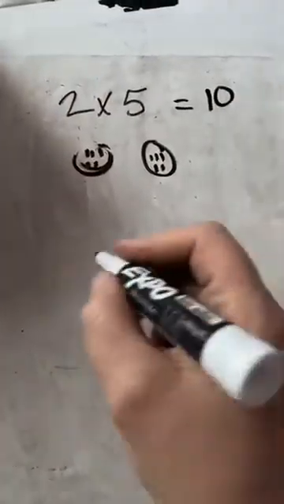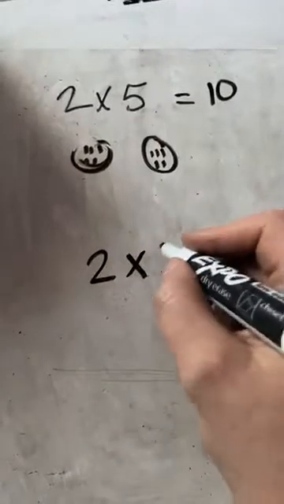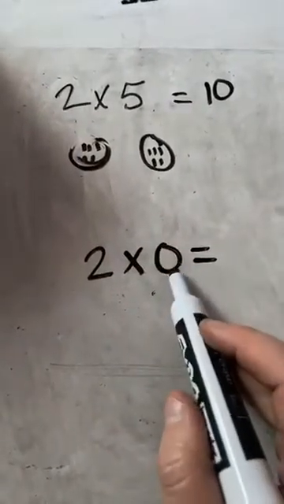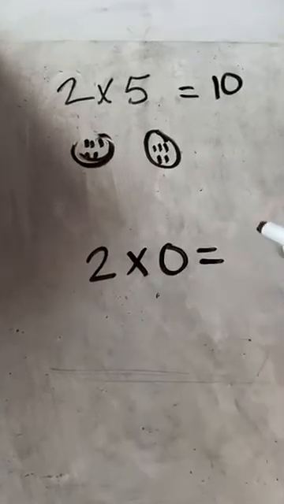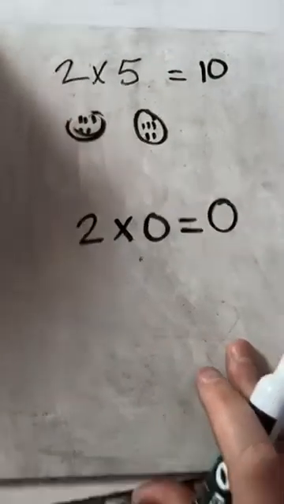Yes, okay, and then we talked about the 0. Let's do 2 times 0. Remember, if anything times 0 is always going to be what? You're right, it's always going to be 0.